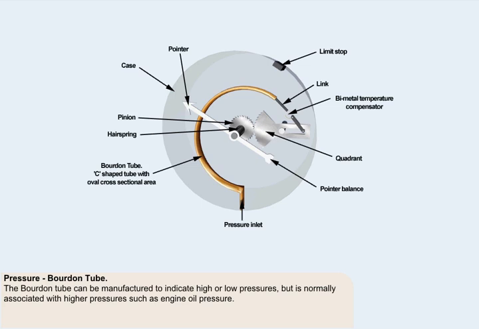The Bourdon tube is the oldest of the devices used for sensing pressure. The element is essentially a length of metal tube with an elliptical cross-section and shaped into a letter C. One end of the tube is sealed and called the free end. The other end is connected to the pressure source and fixed. When pressure is applied, the tube tries to straighten. This movement is magnified to drive an indicator pointer. The Bourdon tube can be manufactured to indicate high or low pressures, but it's normally associated with higher pressures such as engine oil pressure.